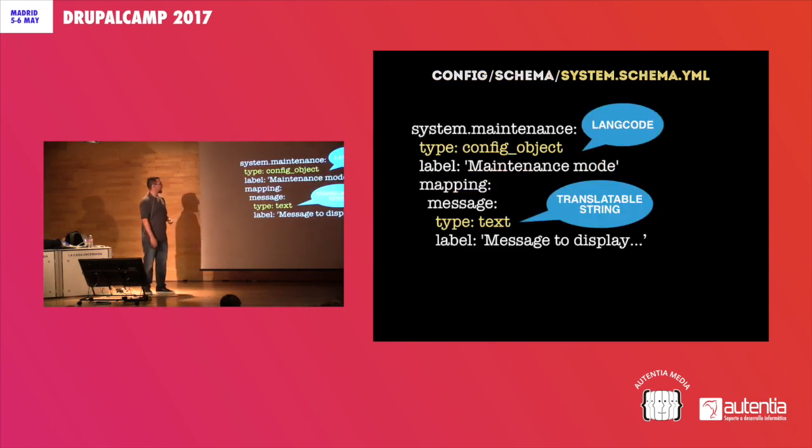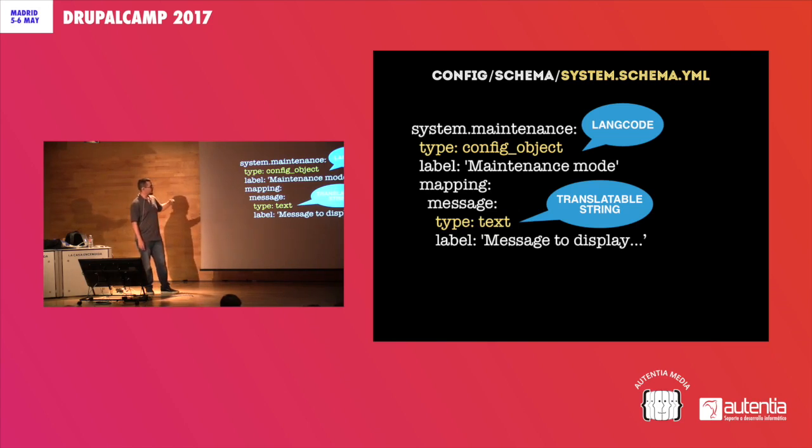So there are two different kinds of configurations. One is a config object. This means that it's a unique configuration data on your site, like the site name of your site. You only have one site name, maybe in two different languages, but you have one. And then you have your content types. You can have many of them, you can add them. Those are config entities.